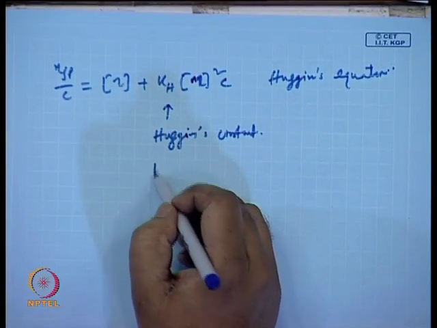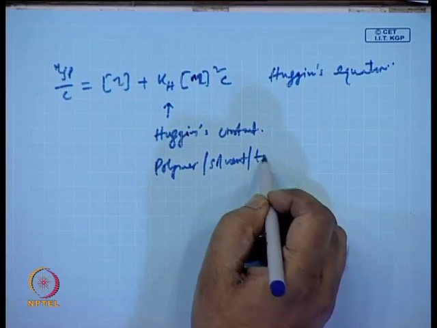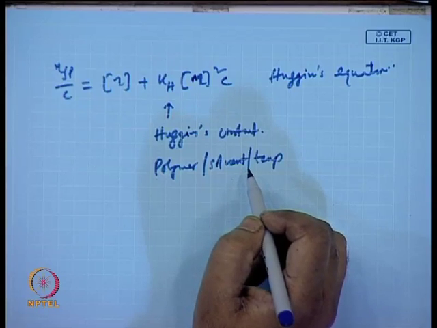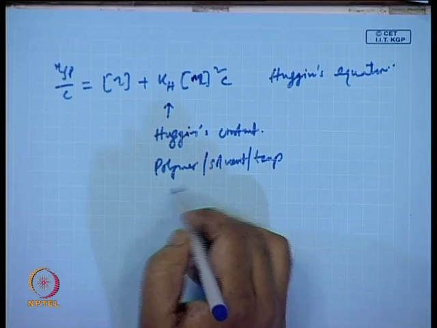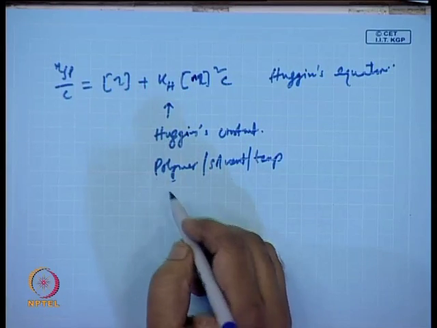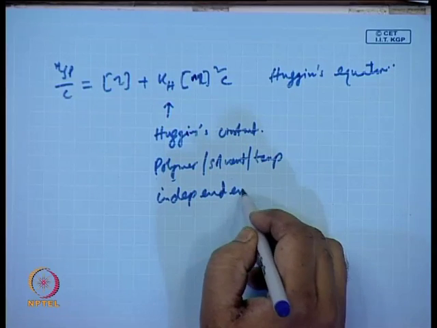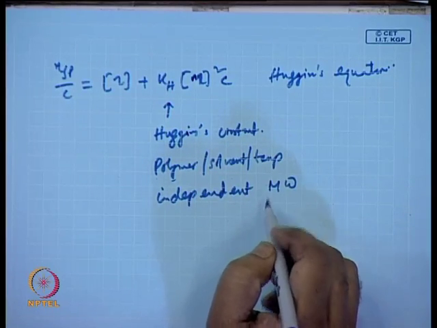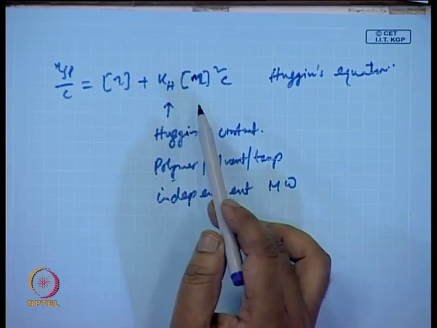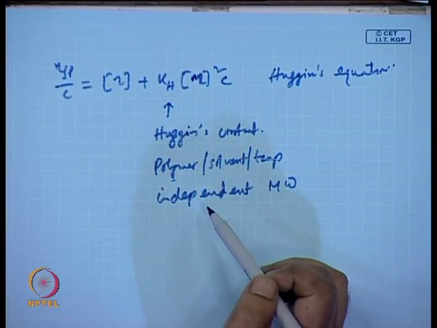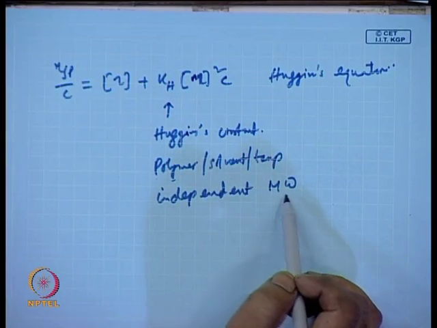Now, this is constant for a particular polymer, solvent, temperature system. You change any of these three, polymer, solvent or temperature, the value of kH will vary, it is of course independent of the molecular weight of the polymer. So, now you can use this for a mixture of polymers or an interpolymer distribution, because it is independent of the molecular weight.